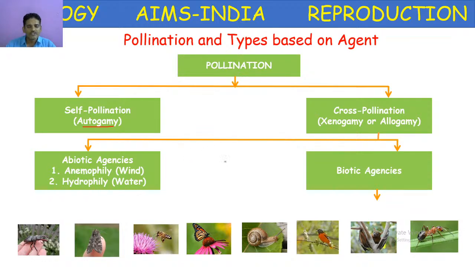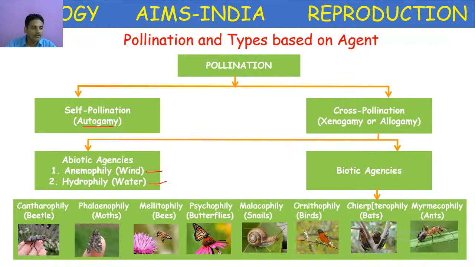The agents which cause pollination are called pollinators. Among abiotic agents, pollination by wind is called anemophily. Pollination which takes place in flowers by means of water is called hydrophily. As these are non-living, we call them abiotic agents. Then there are biotic agencies, and there are several of them. So this is very, very important.